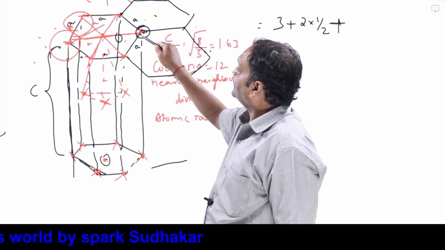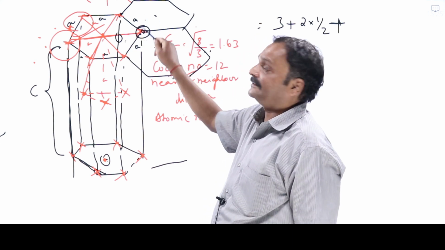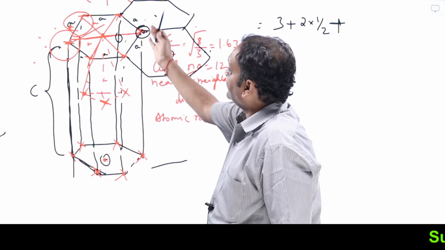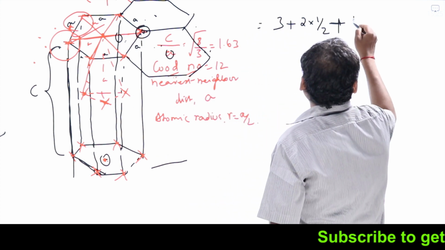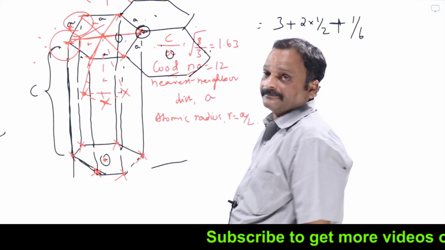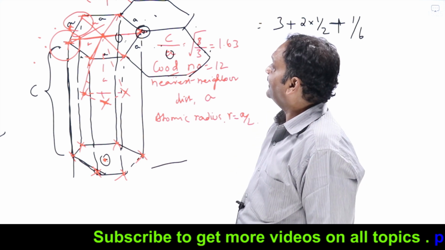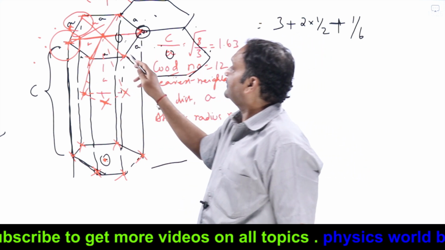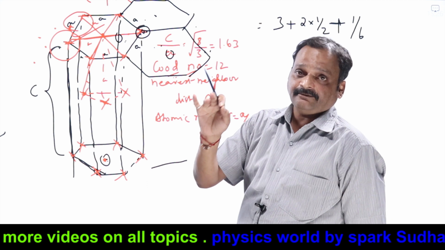So, our lattice point will become common to these 6 unit cells. So, what fraction is coming into my unit cell? Only 1/6 is coming into my unit cell. Okay, 1/6 is coming into my unit cell. Like that, every corner atom is contributing only 1/6 into our unit cell.